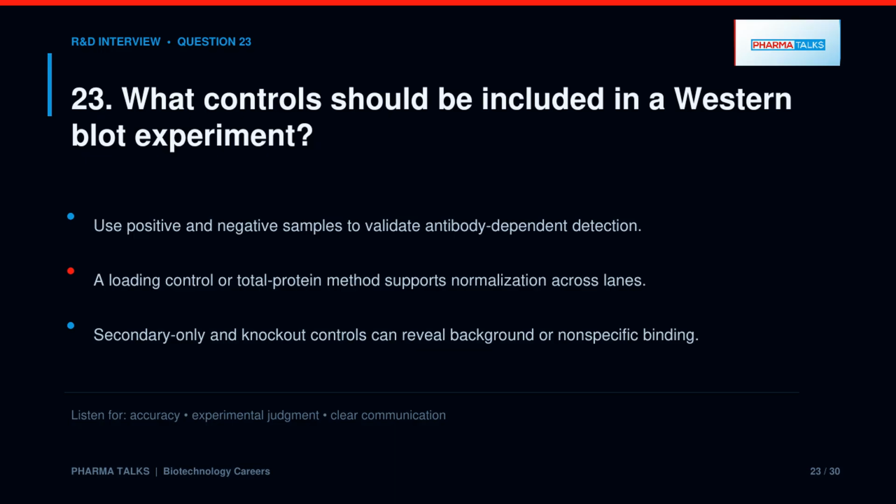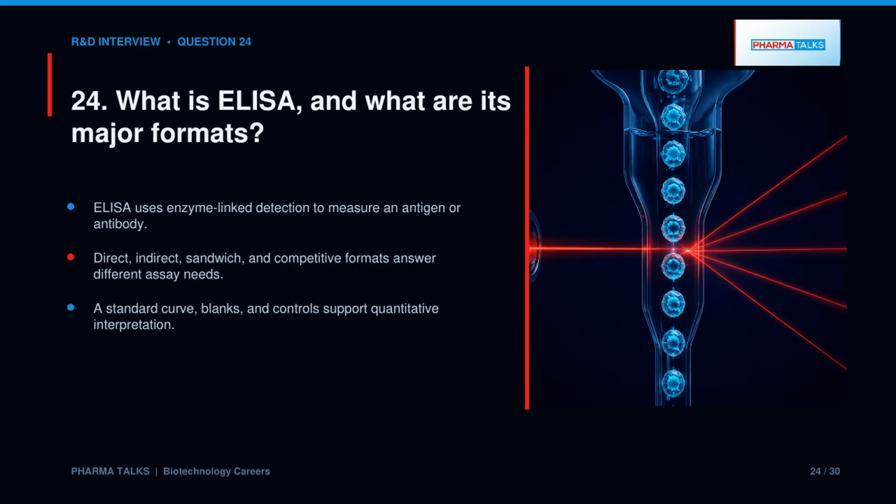Question 23. What controls should be included in a Western blot experiment? Positive control confirms that the antibody and detection system can identify the target, while a negative control reveals nonspecific signal. Loading controls or total protein measurements support comparison between lanes. Depending on the experiment, I might also include secondary-only, knockout, or peptide blocking controls to test antibody specificity and background.